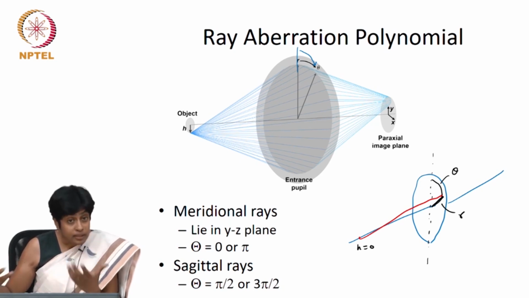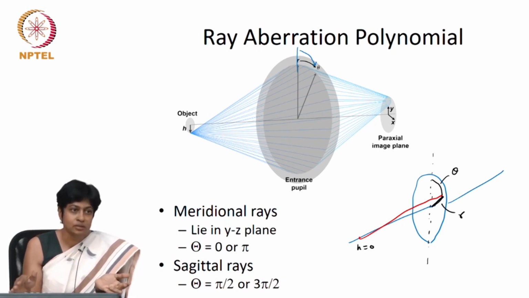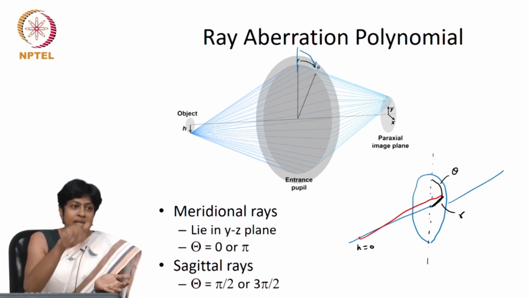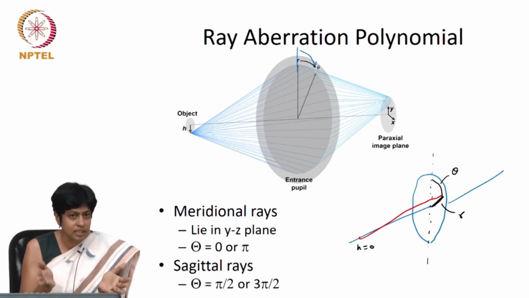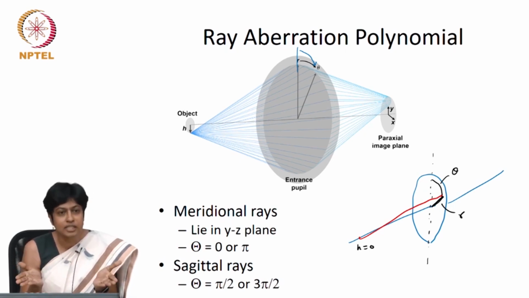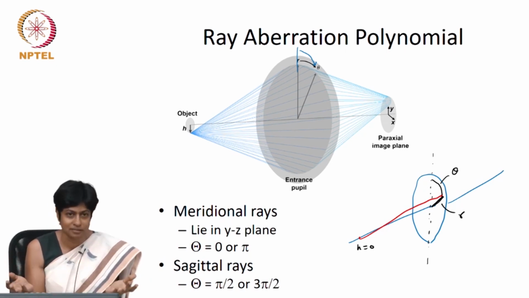And our contention, and what you're going to see, is: why do some rays make it to the image point and others don't? Well, it depends on how they enter the system, where they enter the system. If they enter the system with R0, theta 0, H0, they're all going to make it to the paraxial image point. They're perfect paraxial rays.